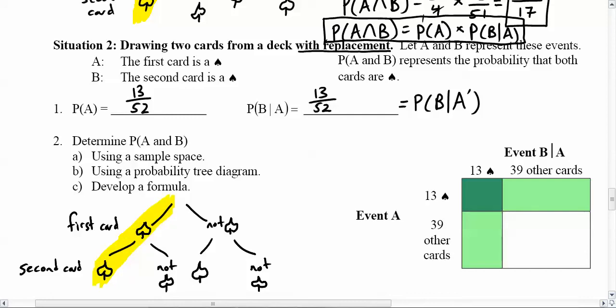So what's the chance you get a spade the first time? 13 out of 52, or 1 in 4. And we put the card back, so the chance that we get a spade again is still the same. So just like throwing two coins, to find the chance that we get both a spade the first time and a spade the second time is a 1 out of 4 chance times a 1 out of 4 chance.